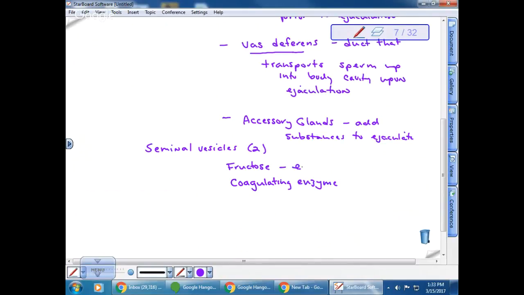Okay, so this is energy. Okay, this actually helps to keep the sperm, when it is ejaculated into the female, the sperm wants to coagulate so that it doesn't run right back out of the female. So if you think about the female reproductive system, the sperm could just flow back out. And so the coagulating enzyme solidifies the ejaculate upon entry into the vagina.